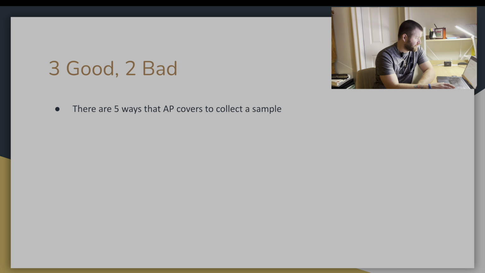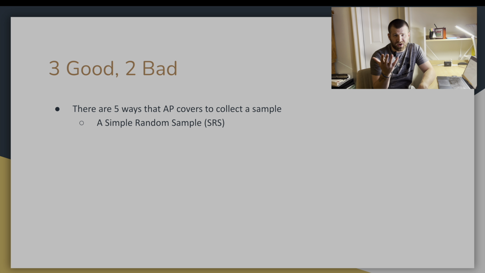So when it comes to sampling techniques, we have three techniques that are good, two techniques that are bad. And what distinguishes a good sampling technique from a bad sampling technique is whether or not it produces a representative sample from your population. And in this case, to ensure that it is representative, we just need our sample to be random. So, like I said, there's 5 total.